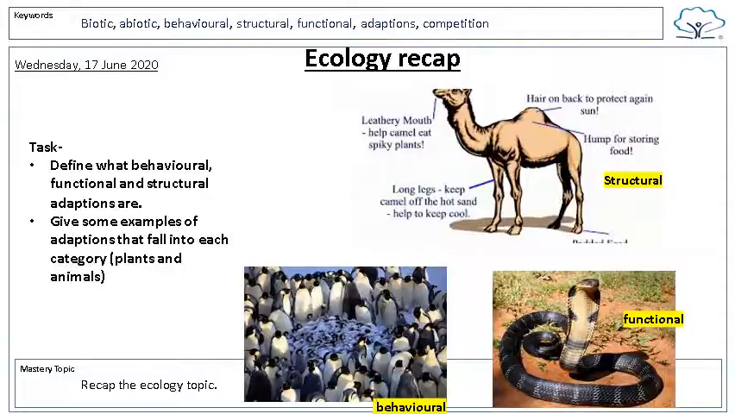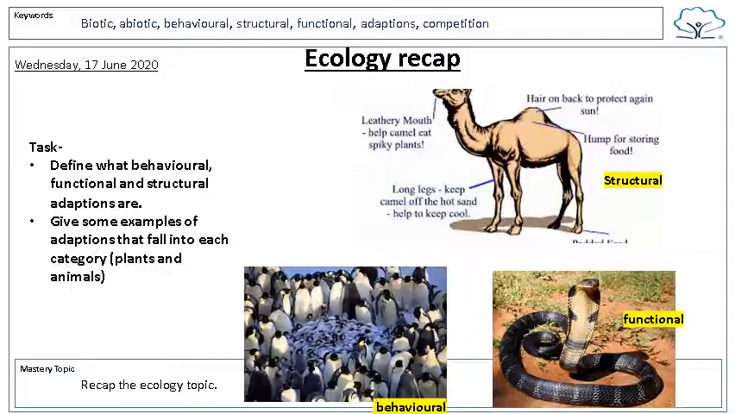And I'd like you to give some examples of adaptations which fall into each category, remembering that when we're talking about adaptations, we don't just talk about animals, we need to talk about plants as well. If you're struggling with plants, a good one to think about is always cactuses. Let's pause the video if you need more time on this. I'm going to go through the answers now.